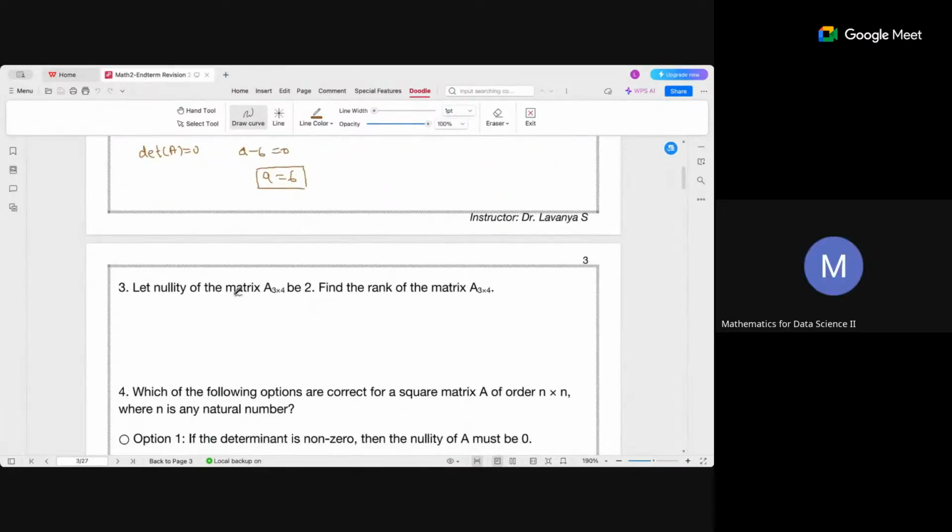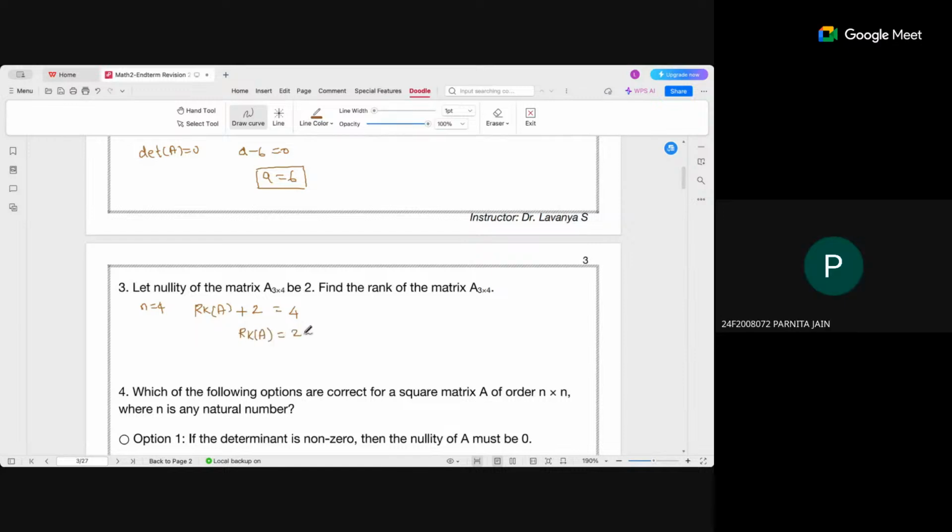Okay, let nullity of the matrix A, which is of order 3 by 4, be 2. Find the rank of the matrix A. So again, rank nullity theorem only. Rank of A plus nullity of A is equal to n. Nullity is given to be 2, right? And what is your n? N is 4. So your rank should be 2.